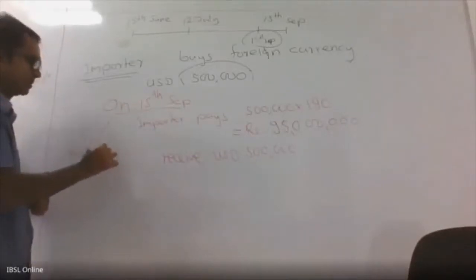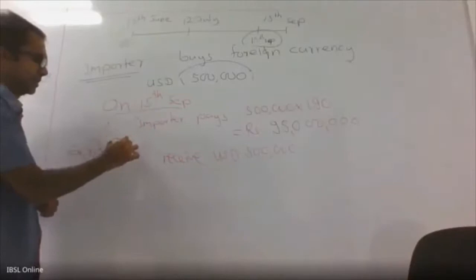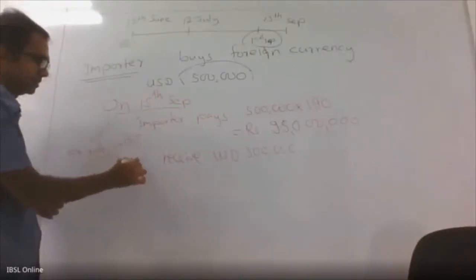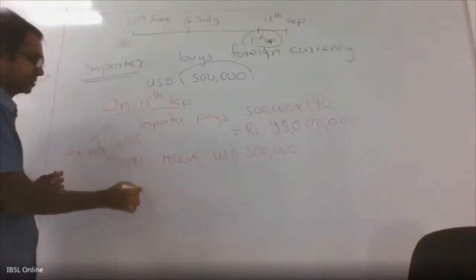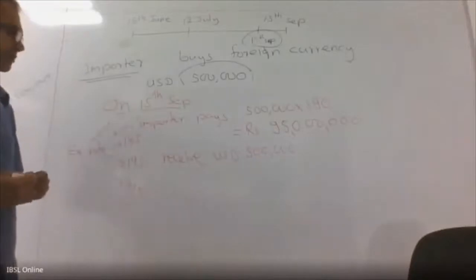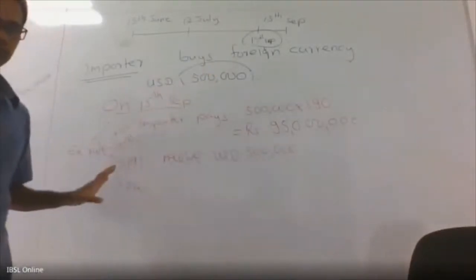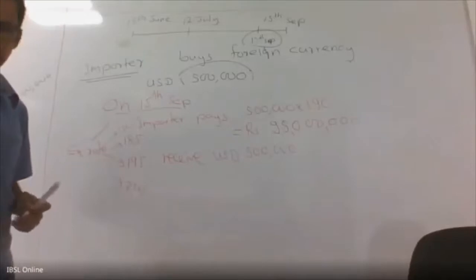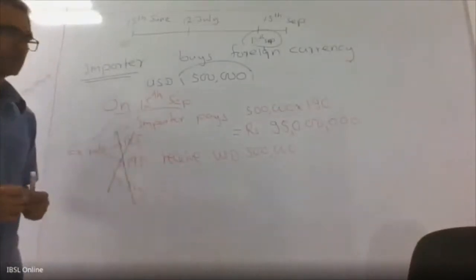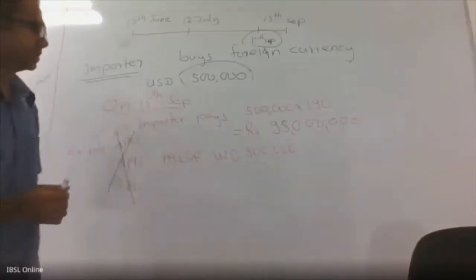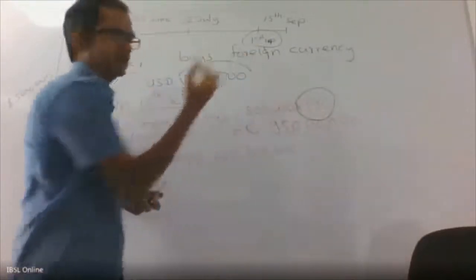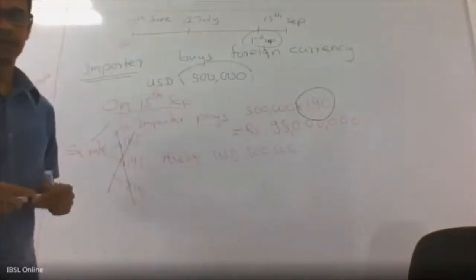Again, whatever the exchange rate prevails on 15th September, it may be 185 still, or maybe 195, maybe 200, maybe 150. Whatever the exchange rate as at 15th September, we don't worry about it, we don't care about it. Irrespective of the exchange rate, on the settlement date, the transaction is settled at the rate originally agreed, 190.